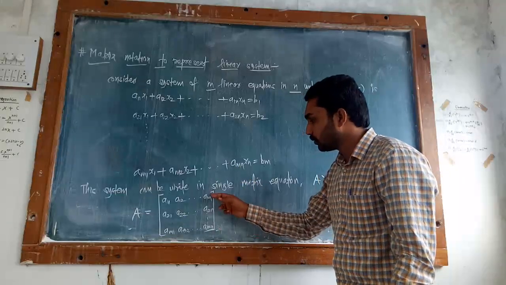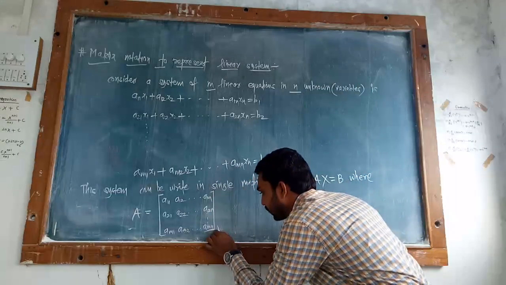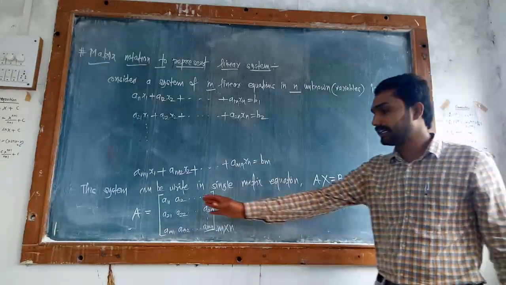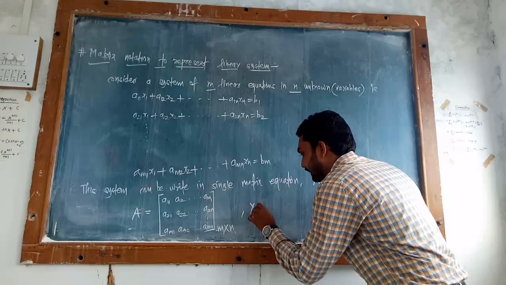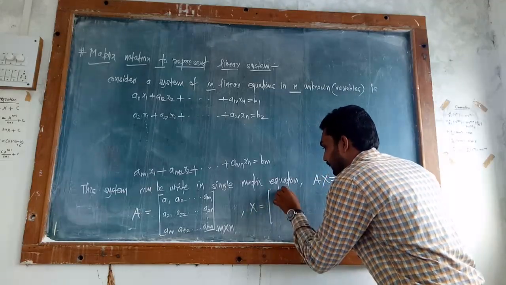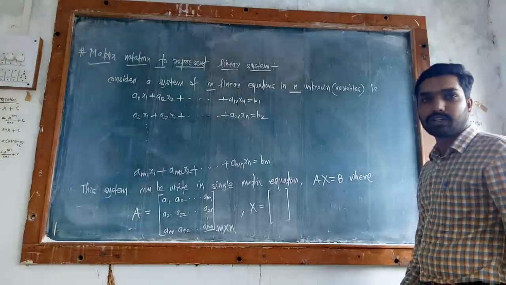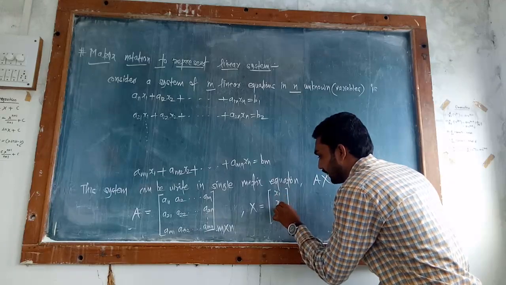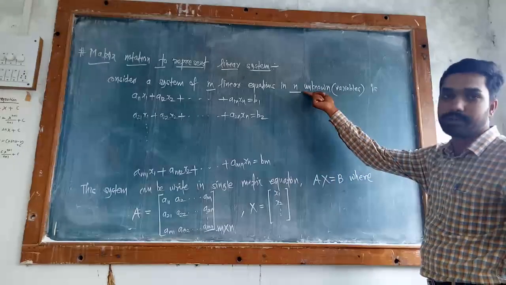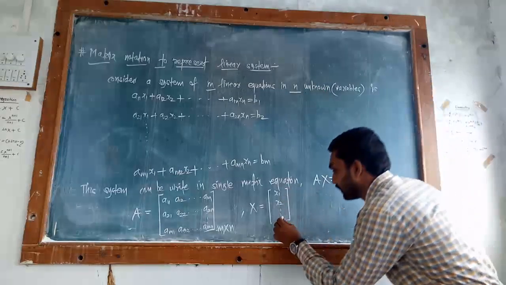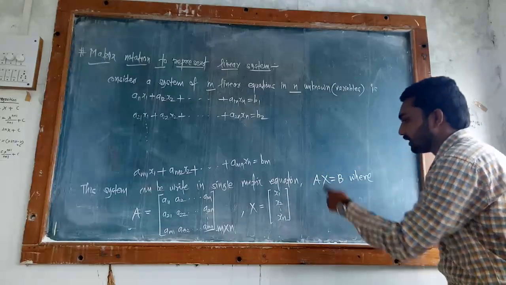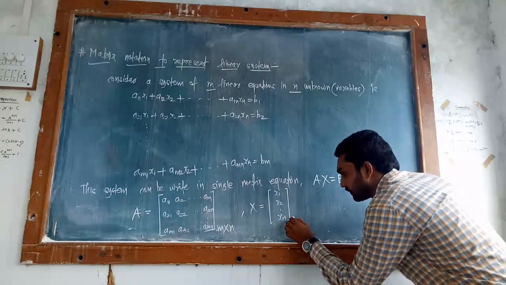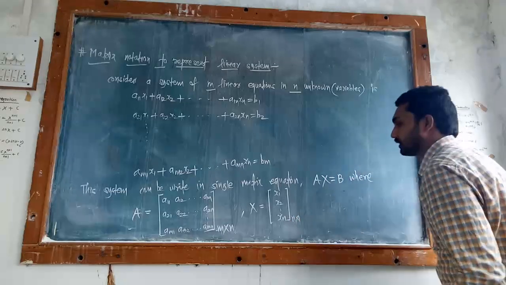How many rows? 1, 2, 3 up to m. So what is the order of the matrix? That is m rows and n columns. This is your matrix A. Next, x is a column matrix of unknowns: x1, x2 up to xn. How many unknowns? n unknowns. What is the order of that column matrix? n rows and one column.